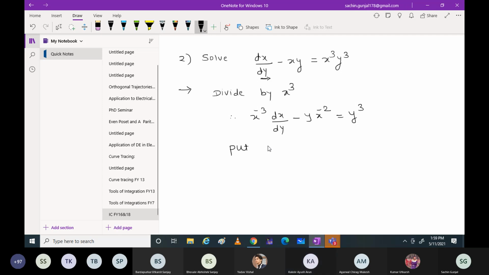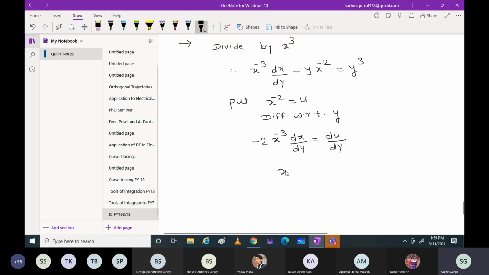One by x square equals to u. Correct. X raised to minus 2 is equal to u. So differentiating with respect to y, what will you get? Minus 2 x raised to minus 3 dx upon dy is equal to du by dy. Okay. So this x raised to minus 3 dx upon dy is minus 1 by 2 du by dy.